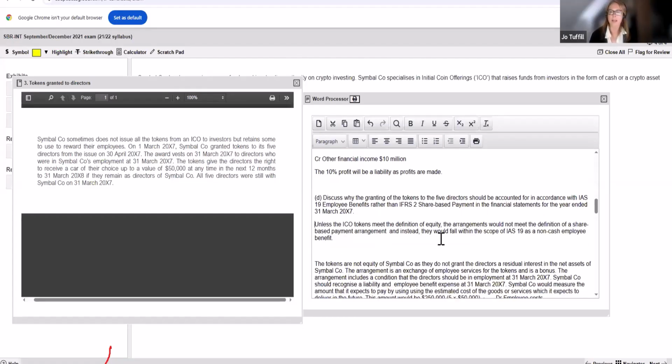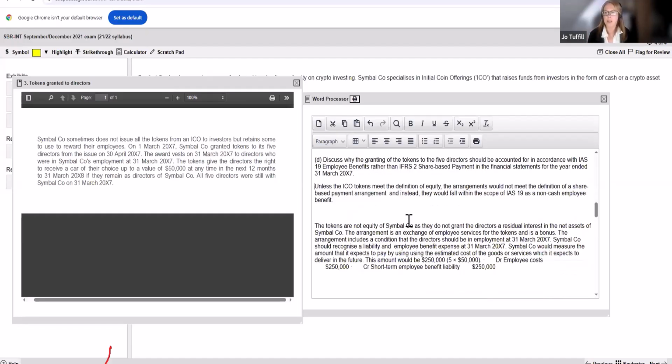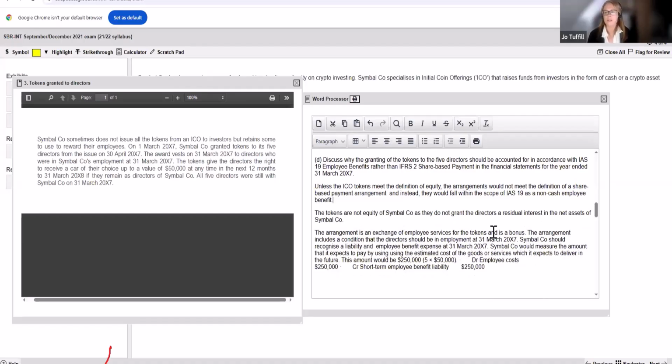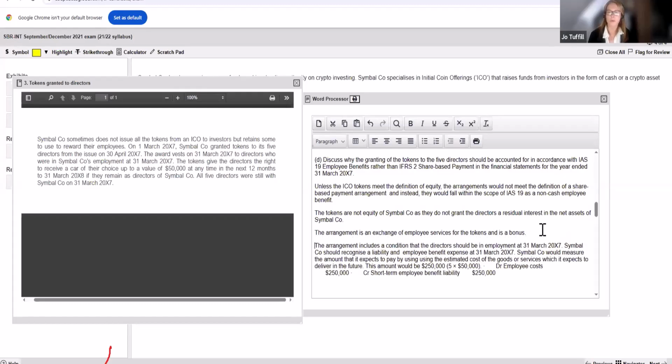First of all, you say, unless the ICO tokens meet the definition of equity, then they won't be a share-based payment. So we clearly have to say that the tokens are not equity, as they do not grant the directors a residual interest in the net assets of Symbol. The arrangement is simply a bonus, that's what I would call it, for employee services. And it includes a condition that they've got to remain in employment.